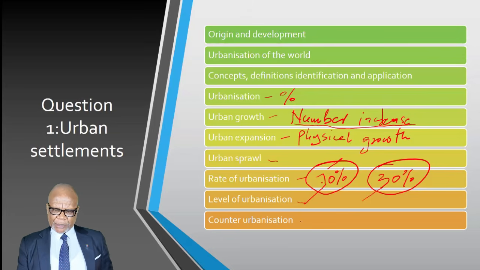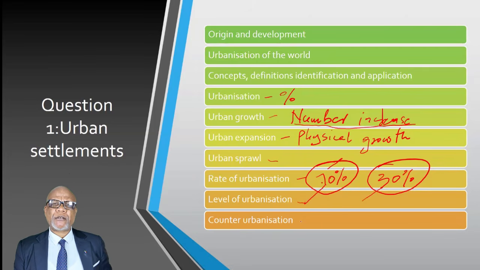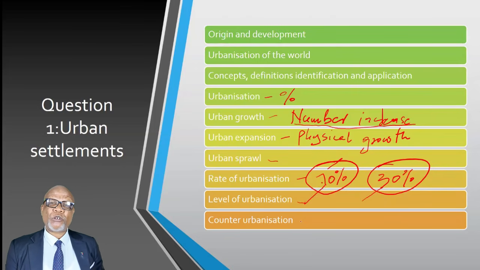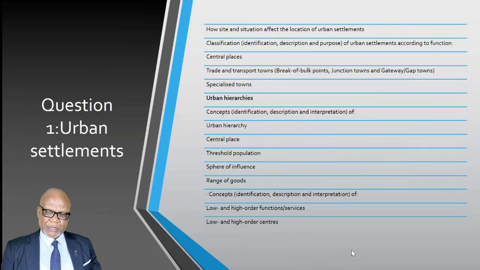Then we have counter urbanization. Urbanization comes with a lot of challenges. Once there's a lot of people living in urban areas, what happens? There's traffic congestion, there is shortage of resources, there is increase in crime, there is overcrowding, there's a number of problems. Because of the problems that are experienced, people start to move out of urban areas and settle back into rural areas. So what do you call that? We call that counter urbanization. We call that process counter urbanization.